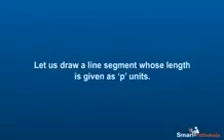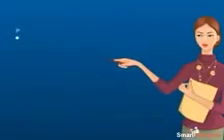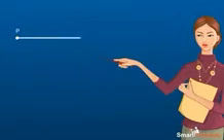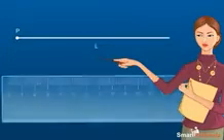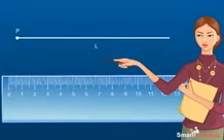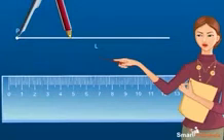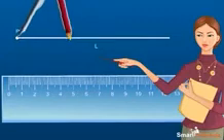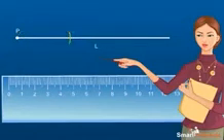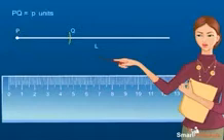Let us draw a line segment whose length is given as P units. Step 1. Mark any point P on the plane. Step 2. From P, draw a straight line L of any length using a ruler. Step 3. Place the pointer on the 0 mark of the ruler and open the pencil end of the compasses for the given length P units. Step 4. Without changing the opening of the compasses, place the pointer on P and mark an arc on L. Name that point Q. Thus, PQ is the required line segment.